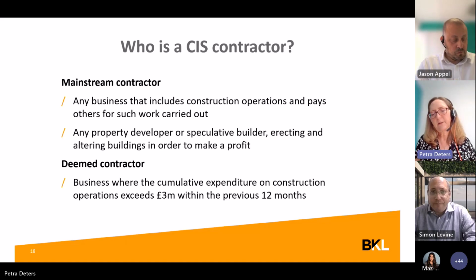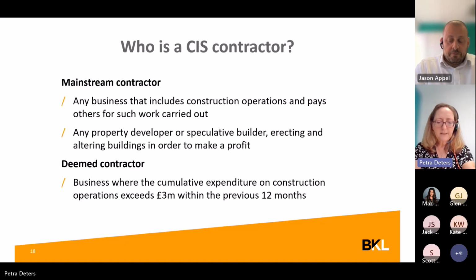Now, one of the things that's really important when looking at CIS is the definition of who is a contractor and who's not a contractor. HMRC only differentiates between a contractor and a subcontractor. They don't know the term main contractor. A main contractor can be both a contractor and a subcontractor. So there are two kinds of contractors: a mainstream contractor, which is not the same as a main contractor, and a deemed contractor. A mainstream contractor is any business that includes construction operations and pays others for such work carried out.